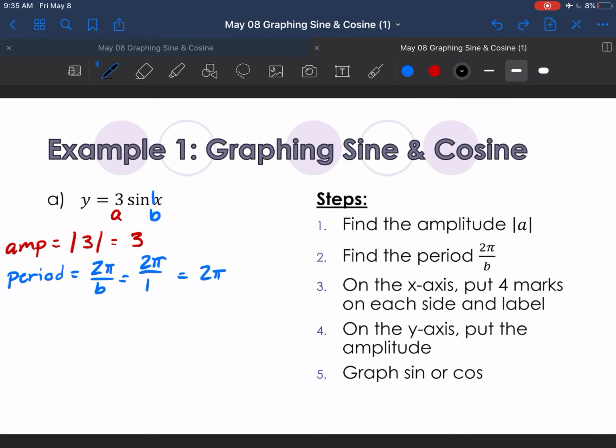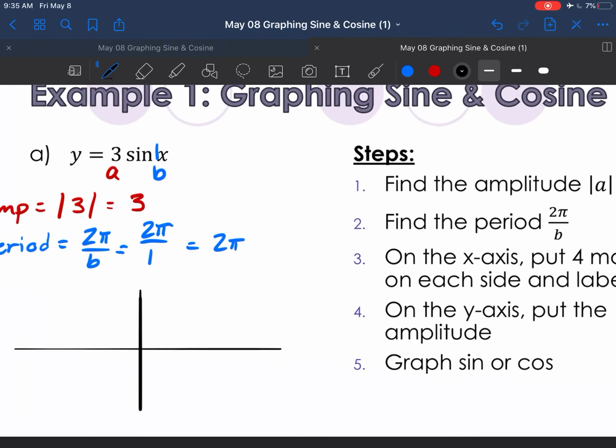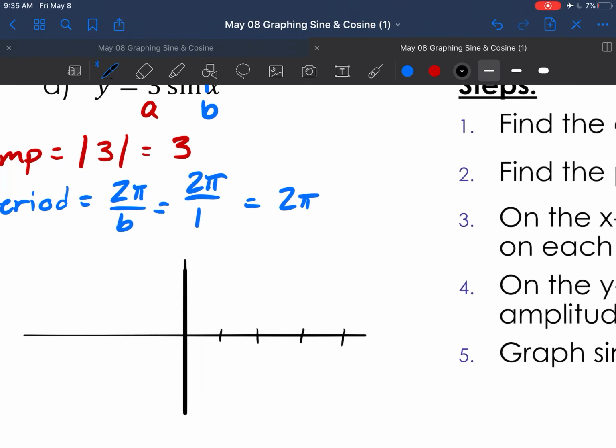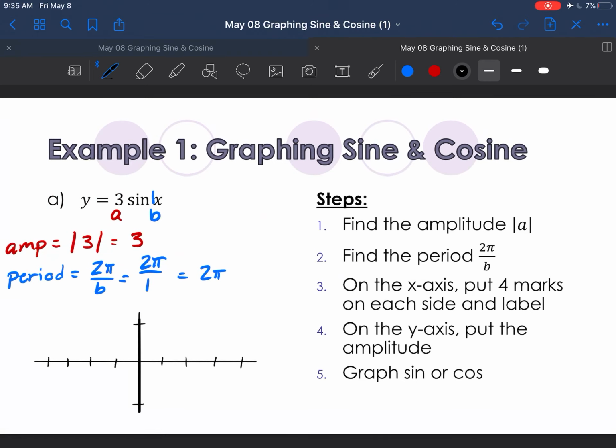Step 3 and 4 is going to be to set up the graph basically. So I'll do the graph there and there. And then you're going to draw 4 marks on each side. So 1, 2, 3, 4. On the right side, 1, 2, 3, 4. And then the top and then the bottom for whatever the amplitude is, whatever the height of the wave. So let's see, find the amplitude, step 1. Step 2, find the period. Step 3 is to put 4 marks on each side of the x-axis.